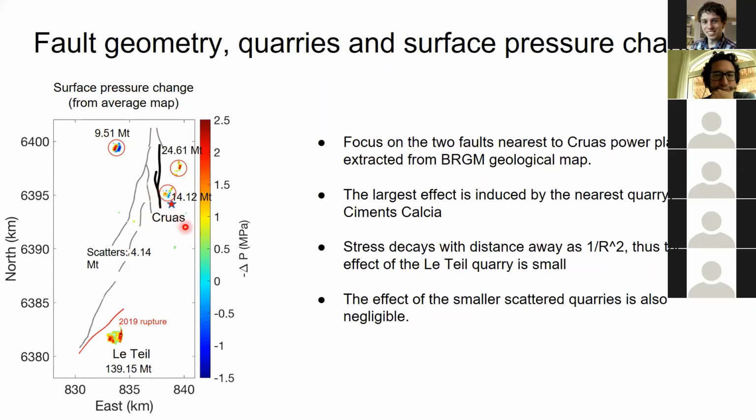So given these regional faults, we're only considering the two faults nearest to the power plant, which is highlighted in bold here. And although there are many quarries in the region, the scattered quarries are very small and far away from the faults, and other quarries also have a further distance away from the fault. So the largest impact is from the quarry right next to the fault and near the nuclear power plant.